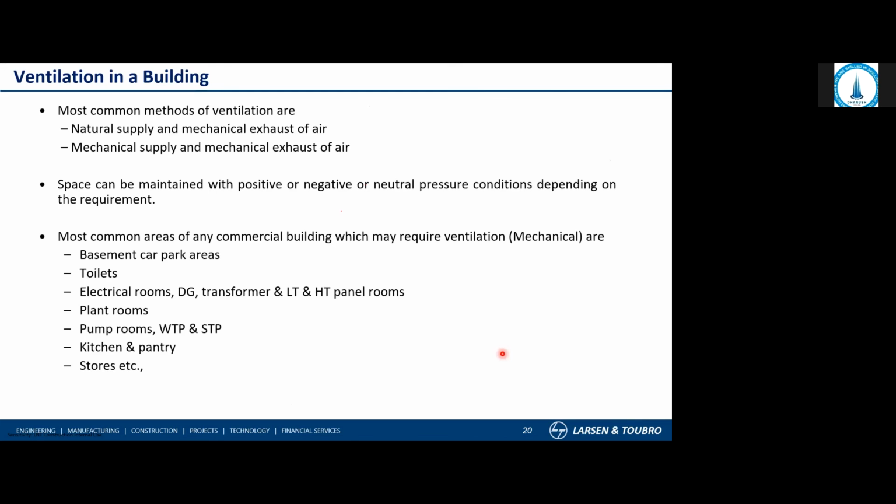So here, as I said, the forced ventilation can be through mechanical exhaust fans or natural supply air, or mechanical supply and mechanical exhaust. So there are other ventilation requirements for the basement car park, toilet, electrical rooms, plant rooms, pump rooms, STP, WTP, kitchen, stores, etc.